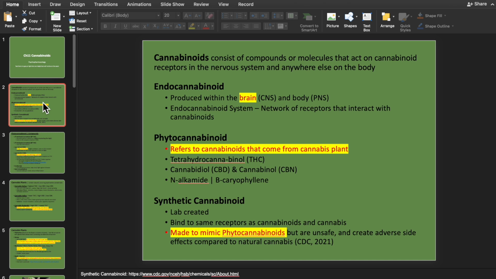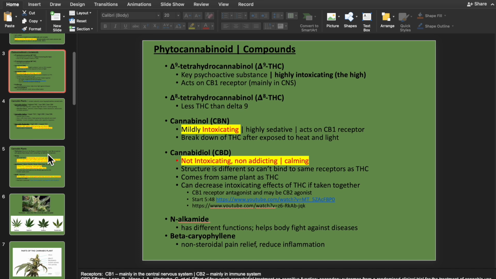This is where the THC, CBD, and CBN come from. Then, like with most other drugs, there are synthetic versions of cannabinoids, called synthetic cannabinoids. They're completely lab created. They bind to the same receptors as cannabinoids in cannabis. While they mimic the effects of cannabis, they're not the safest because they cause adverse side effects: agitation, confusion, vomiting, hallucinations, things like that. Not the good kind of side effects.